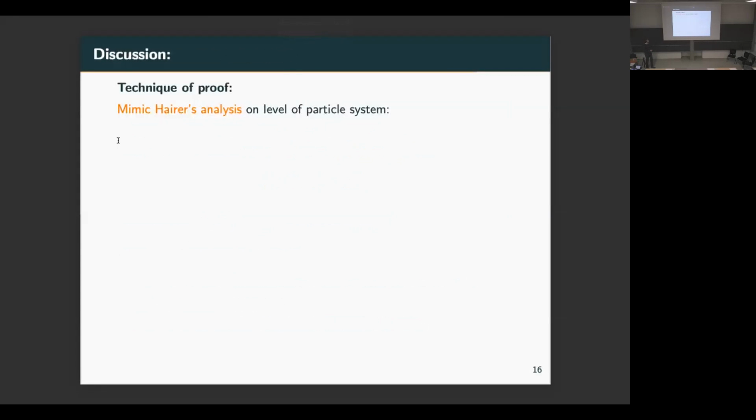I'm not going to give you a proof or anything. I just want to tell you how we prove this: we mimic Martin's analysis on the level of the particle system. Just as I told you in the continuum, you have these two steps, the construction of the model and then the understanding of the remainder. And for us, the most serious work is the analysis of this approximate model.